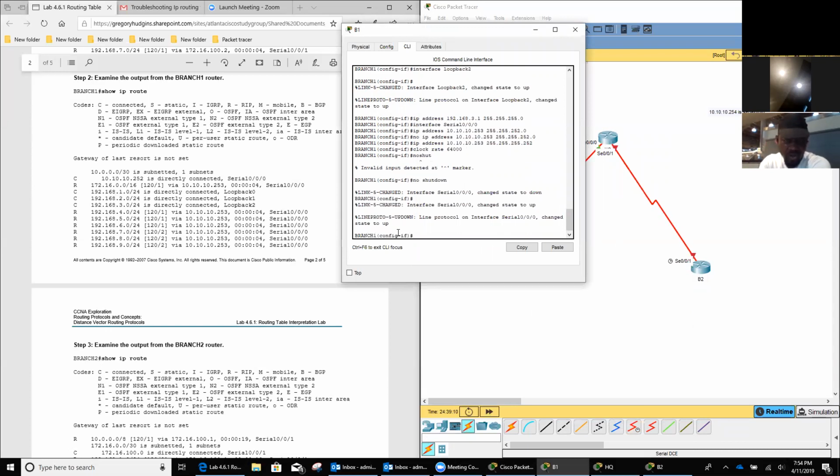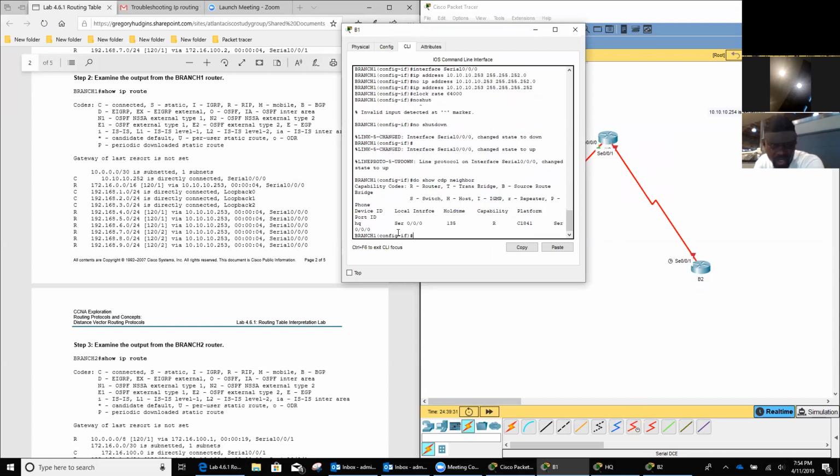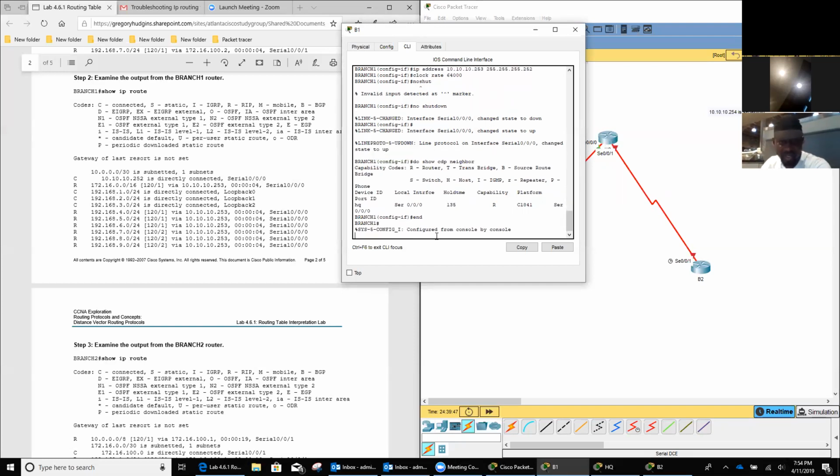Now do show CDP neighbor. Oh, you gotta type do. Type do show CDP neighbor. Oh, you're still in config mode. Do, yep, show CDP neighbor. All right, so now you can see HQ, so you know you're good. So now type end. Oh, it tells you what kind of router it is too, though. Yep, sure does. All right, hit enter.